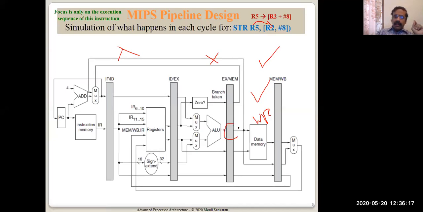Okay, what I need here, I need R2 plus 8 available here. That means what? I should get R2 from the register set. Where else can I get it? And if it has to be got, it should be available here, R2. Okay, R2 I am getting. Now where do I get the immediate constant 8? Do not assume immediate constant is coming here because it is not inside a register. Immediate constant is part of the instruction which is available here.